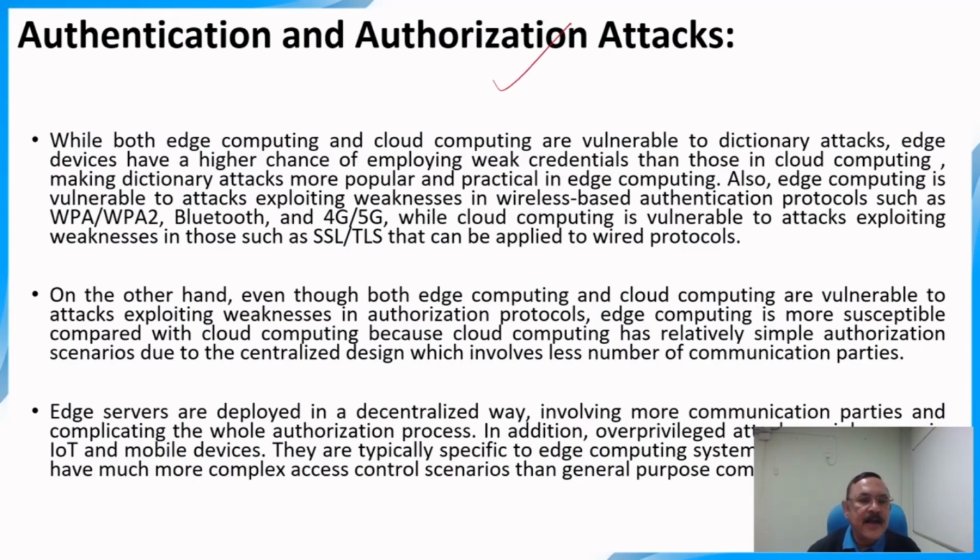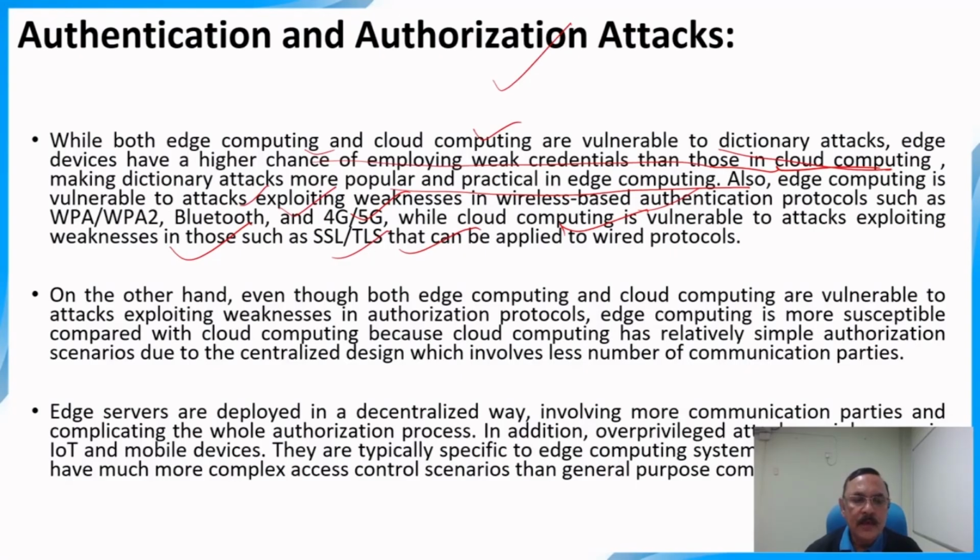Authentication and authorization attacks, on both the edge and cloud, are vulnerable to dictionary attacks. Edge devices have a higher chance of employing weak credentials than cloud computing, making dictionary attacks more popular and practical in edge computing. So, edge computing is vulnerable to attacks exploiting weaknesses in wireless-based authentication protocols such as WPA and WPA2, Bluetooth, 4G, and 5G, while cloud computing is vulnerable to attacks exploiting weaknesses in SSL and TLS that can be applied to the wired network.